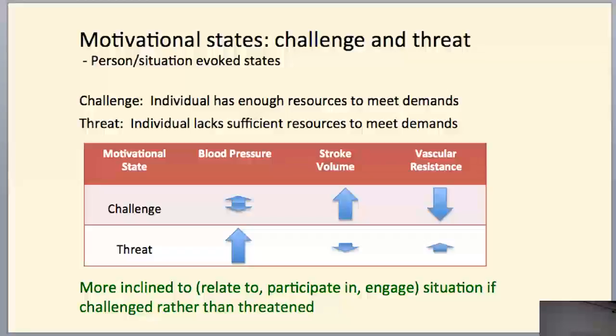And motivational states can also be indexed by physiological variables. In terms of the core relational themes of challenge and threat, if you have little or no change in blood pressure, an increase in stroke volume, which is the amount of blood that your heart pumps with each beat, and a drop in vascular resistance, that's a challenge state. That's like an aerobic response to a circumstance. A threat state would be an increase in blood pressure, little or no change in stroke volume, and perhaps a small increase in vascular resistance.